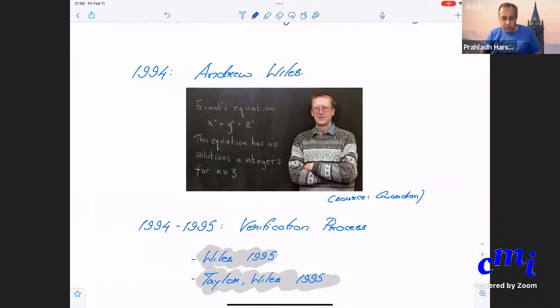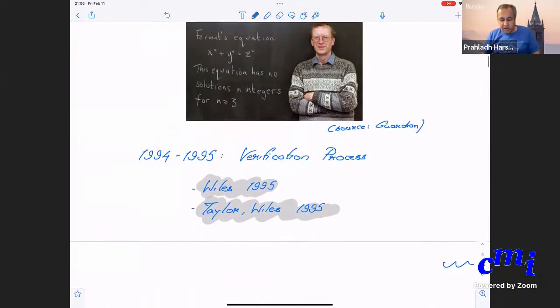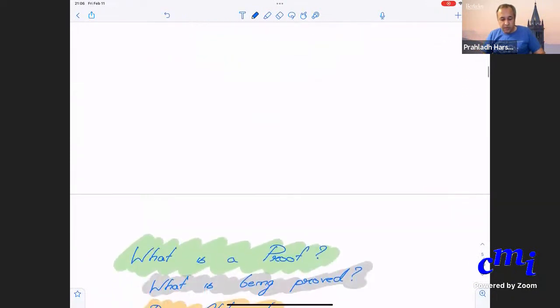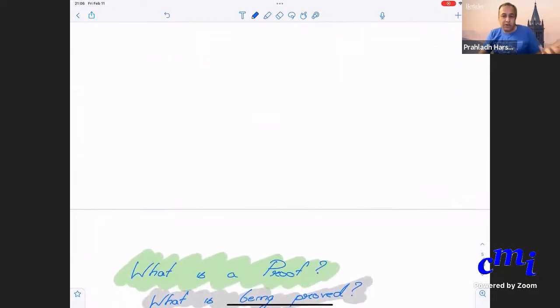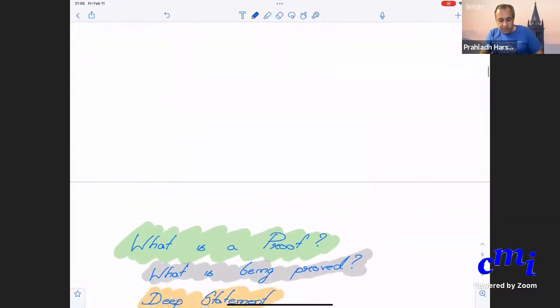And this is what we would like to understand: what does this whole thing mean? You have a statement, in this case a deep, profound mathematical statement like Fermat's Last Theorem, or even simpler statements. What we want to ask is, what does it mean? What is a proof? We'd like to understand what it means to have a proof. And more importantly, even before this, we need to ask: what is it that is being proved? A proof is of something. What is being proved?